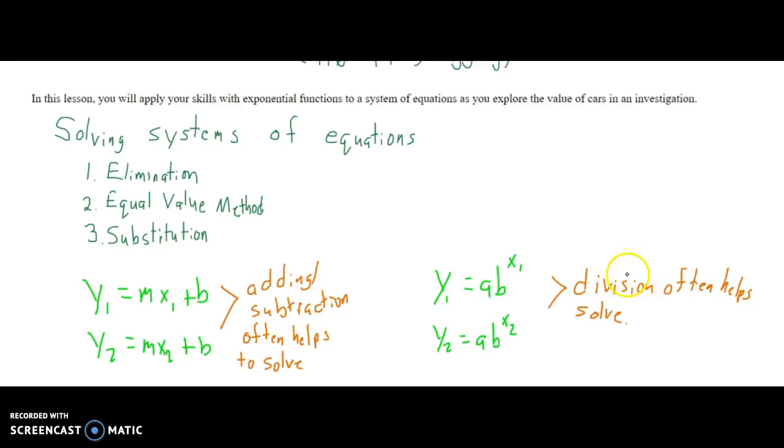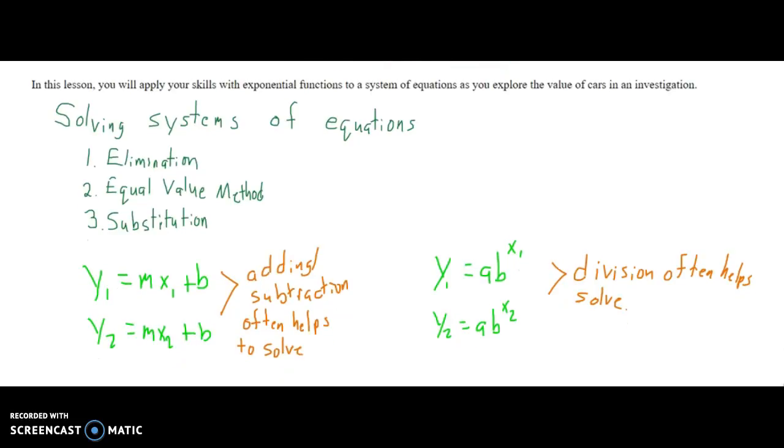But with exponential models, one of the first steps we often will do is divide the two equations together, because that division often will help eliminate A, which then just gives us the parameter B that we are trying to solve for.